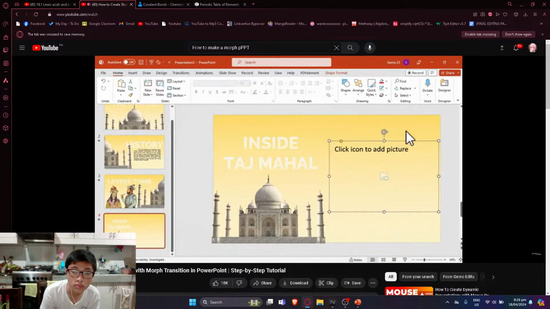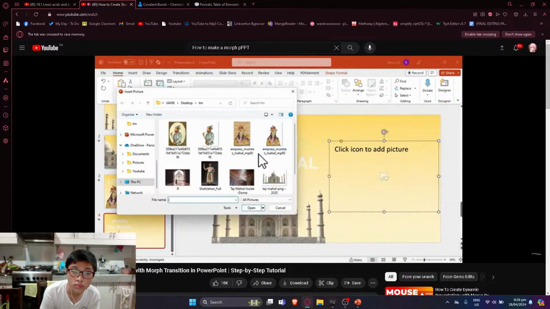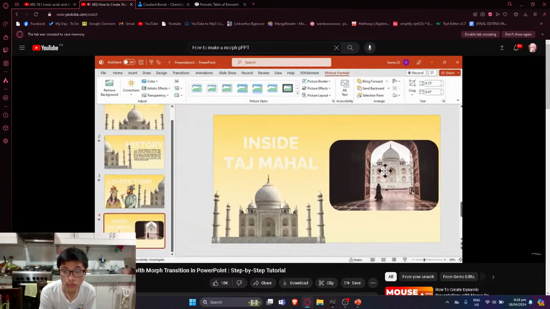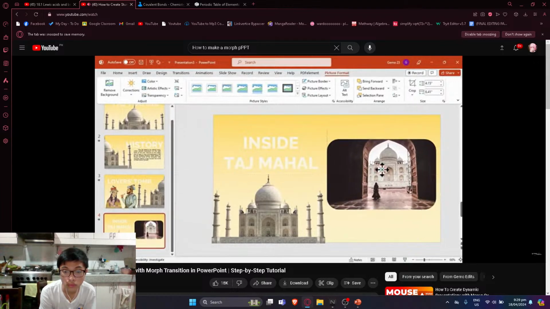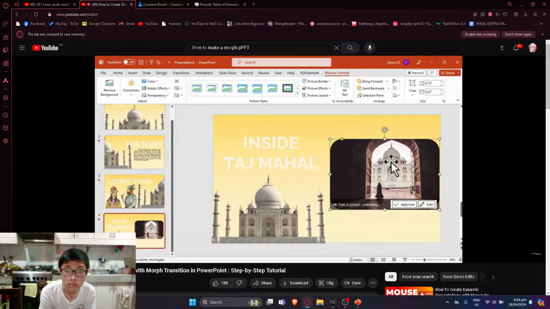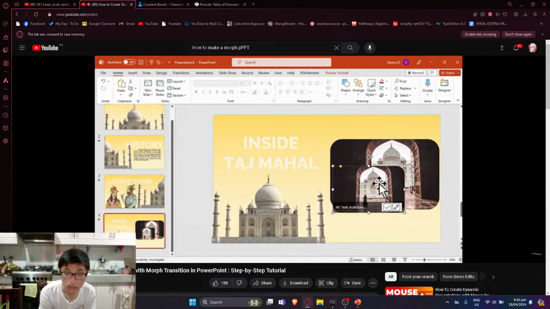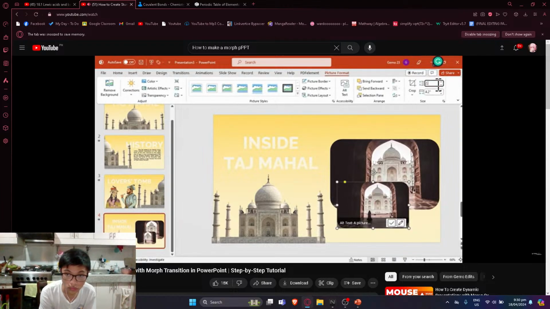So we will now add the picture inside the image placeholder. Let's select this picture of Taj Mahal inside. So here it is. Now you can place or adjust the position of this image based on your likings. And let's try to copy that image and resize it, make it smaller.